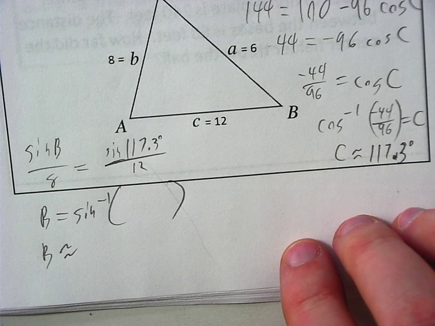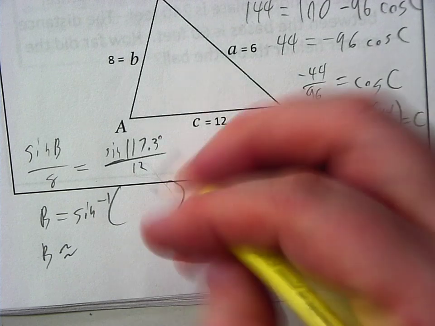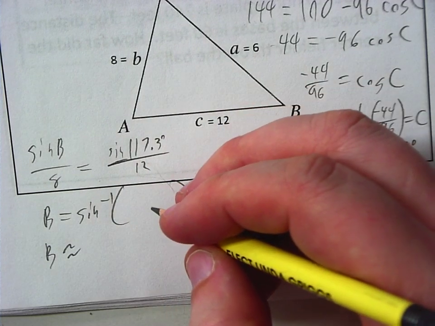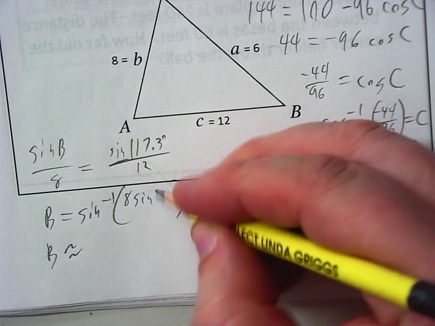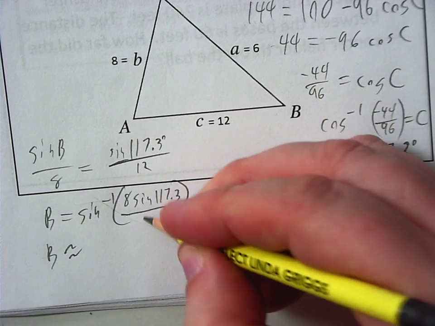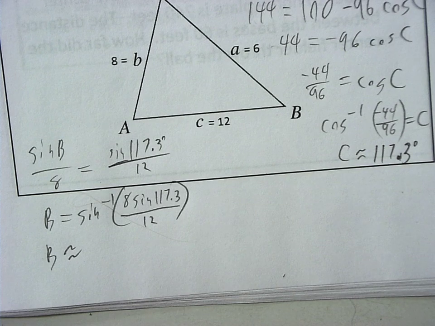It goes inside the parentheses. 117.3 times 8 divided by 12. Sine of 100. There we go. Times 8 divided by 12. What do you get when you plug everything in?